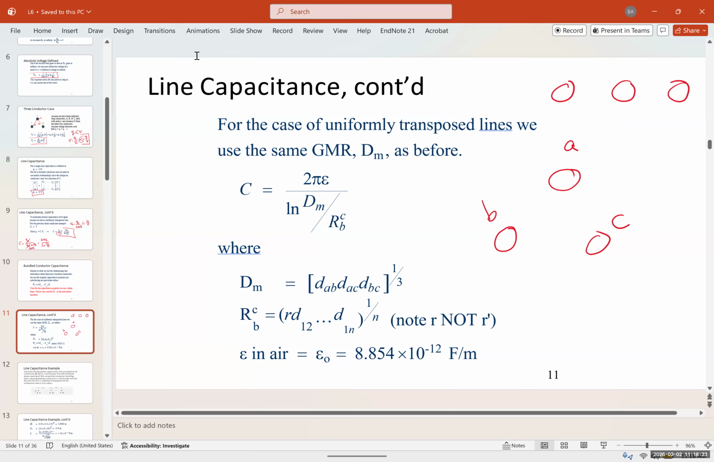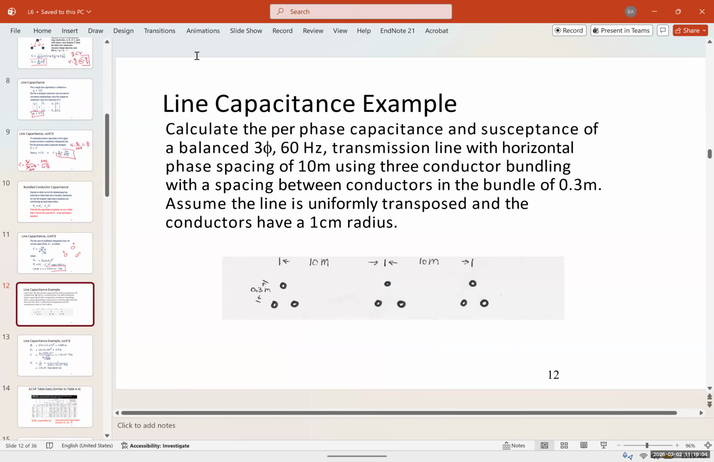And I'll explain what happens when you put it in a line. There's going to be a different capacitance compared to when you put it in a triangle, because the distances are going to be different. Now, RBC is going to be the root of RD1 to D1N, 1 over N, and epsilon is going to be for air, 8.854 times 10 to the power of negative 12, or in other words, you can also convert it to the phi equation. And this is, again, for air. If you have an insulator, it's going to be completely different. Now, let's solve an example.